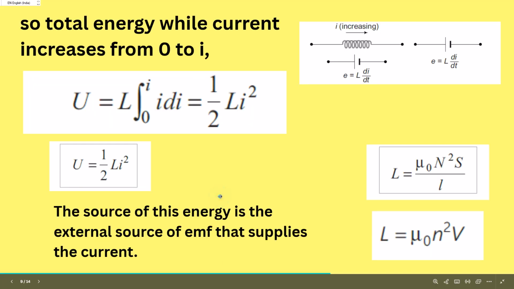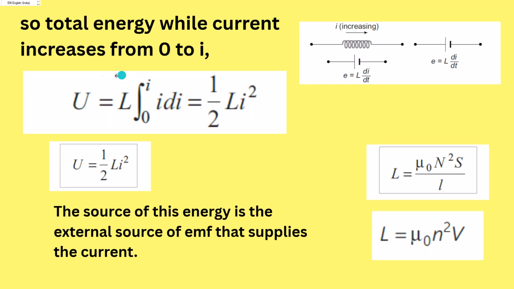So let us integrate. The total energy while the current increases from 0 to I is u equals L times the integral from 0 to I of i di. In the simple integration, we get i squared by 2, and after putting in the limits, we get half L I squared. This is the total energy stored in the inductor. Now, u equals half L I squared.